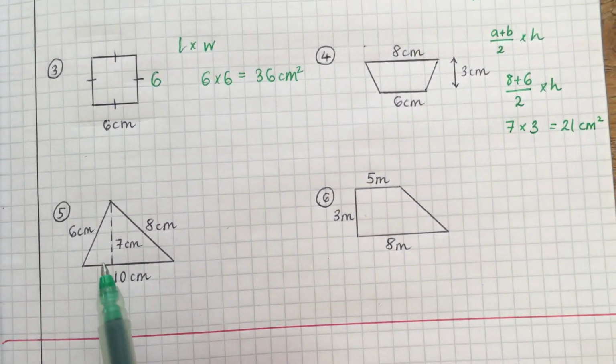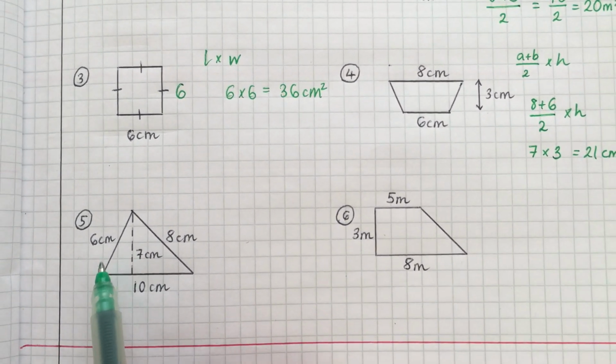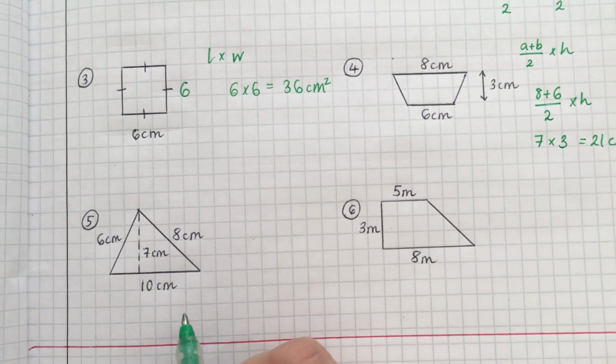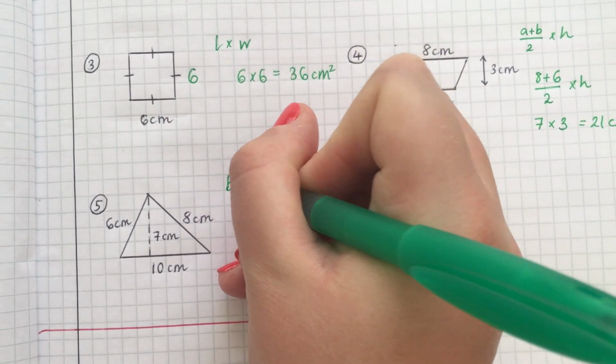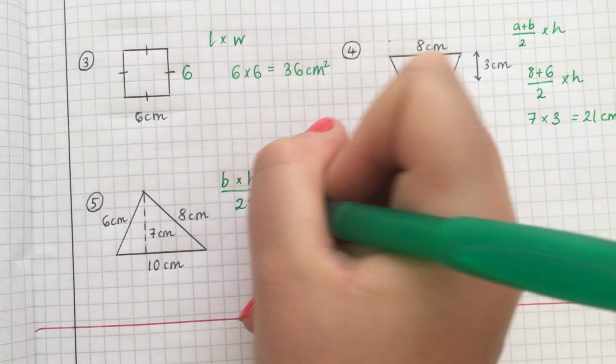Okie doke. This is a triangle. Now, they sometimes add on extra measurements that you don't need, because don't forget, you only need to know the base and the height, and then you divide it by 2.